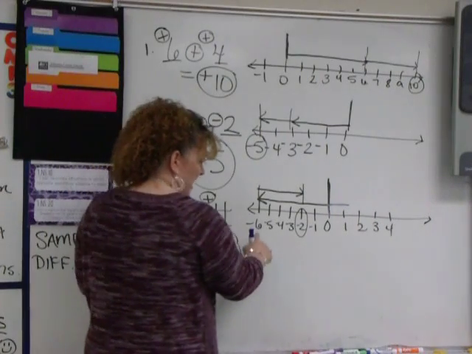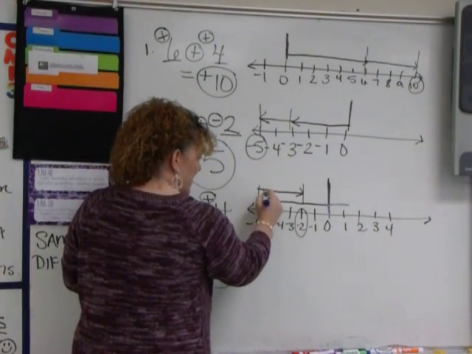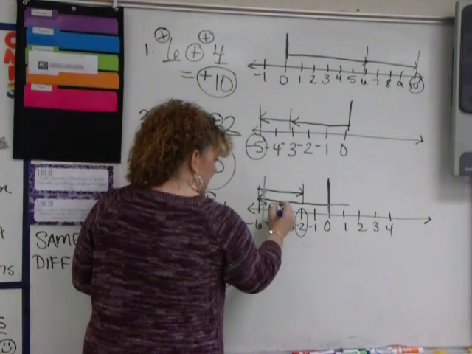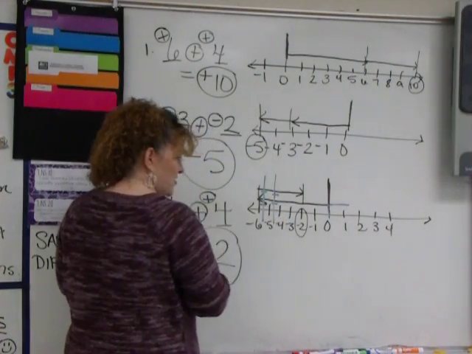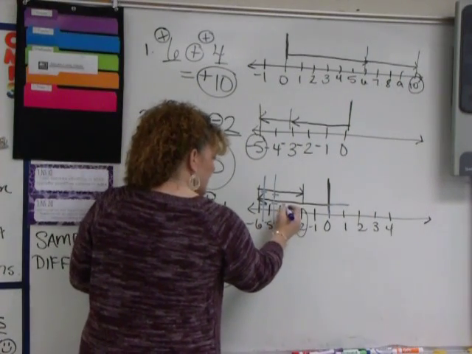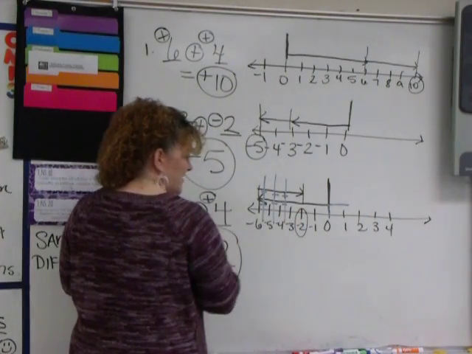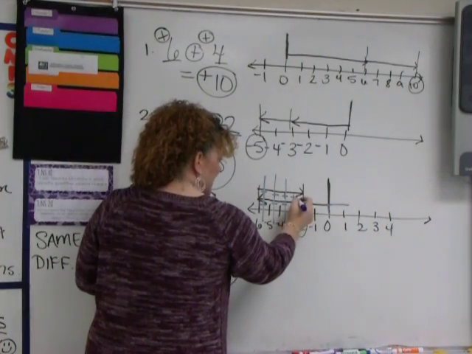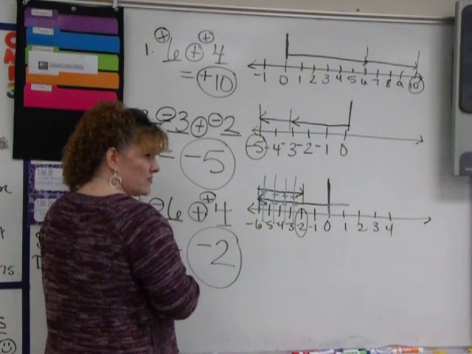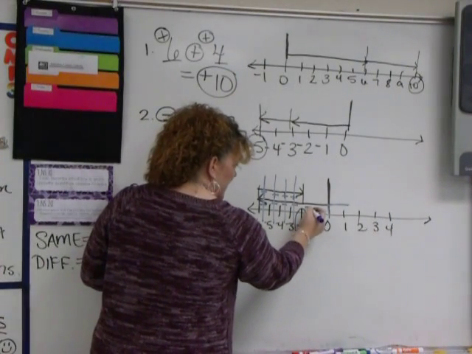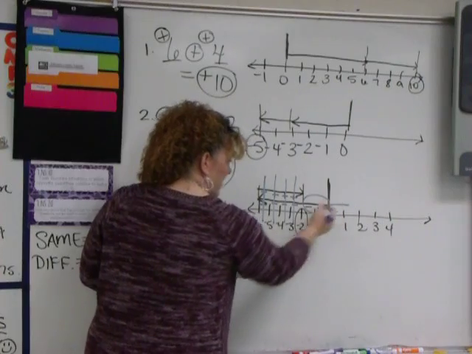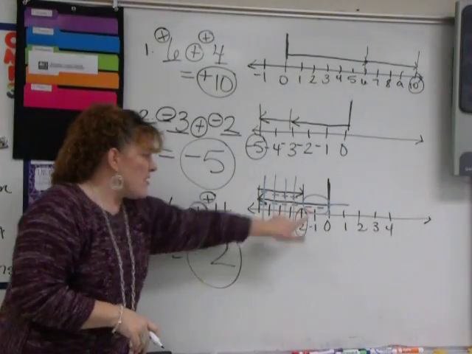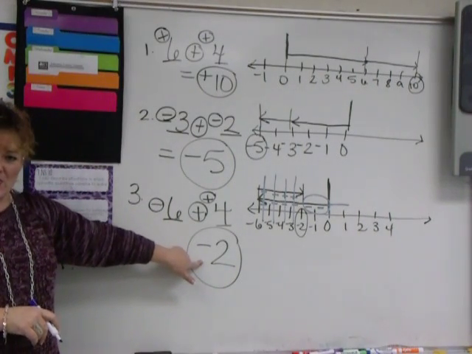So it's a 0 pair. So what happens here is this negative and this positive cancel each other out. This negative and this positive cancel each other out. This negative and this positive cancel each other out. This negative and this positive cancel each other out. And I'm only left with this negative and this negative that I haven't canceled. So what's left on the number line was the answer.